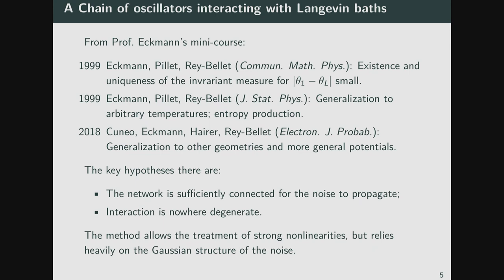But on the other hand, the proofs rely on the Gaussian structure of the noise. So you don't expect this exact same method to carry through if you change the nature of the noise. And so what I want to do is tell you about the coupling and controllability approach for such systems, which will work even for noises that are very far from being white noise. So different types of noises, which are not usually treated in the literature.